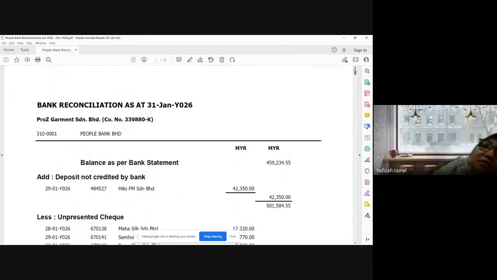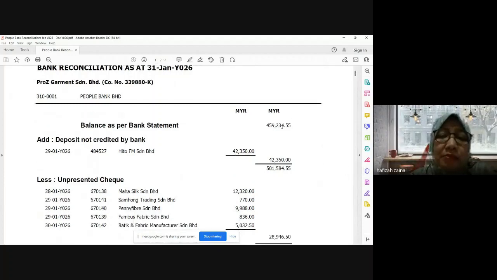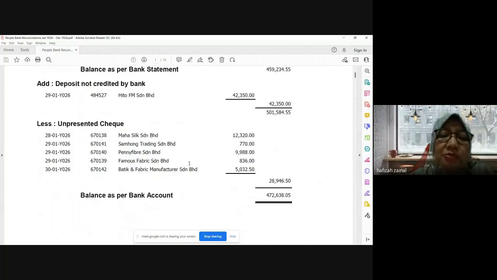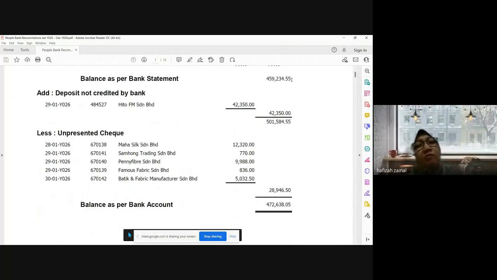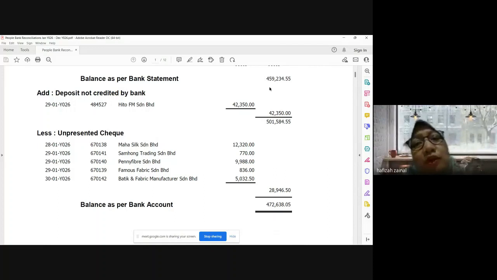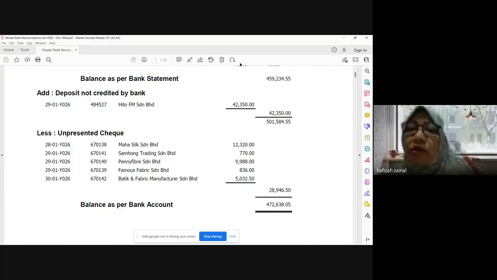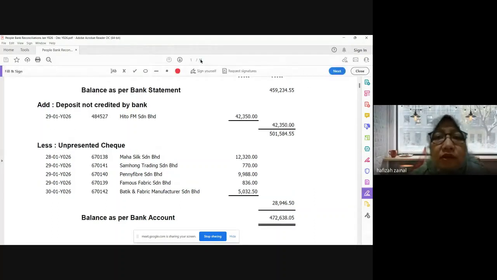The next thing we do is double check here. You would normally have the balance as per bank statement, and then the balance as per bank account. The balance as per bank statement, where does it come from? It comes from the bank statement as at 31st December. So you take this figure and cross-check it to the bank statement. Is it the same figure or not?